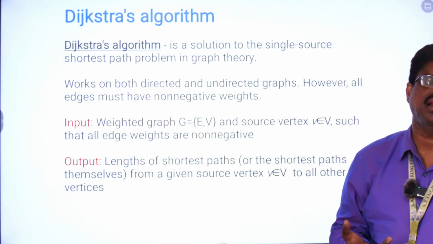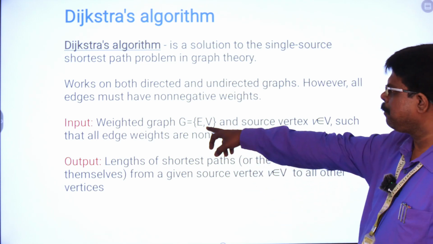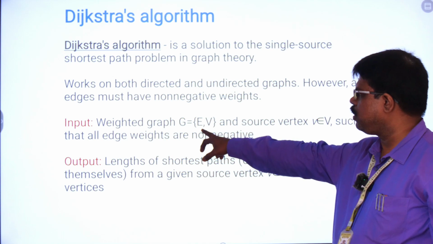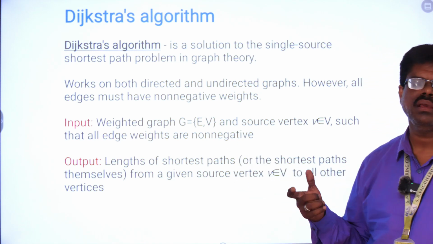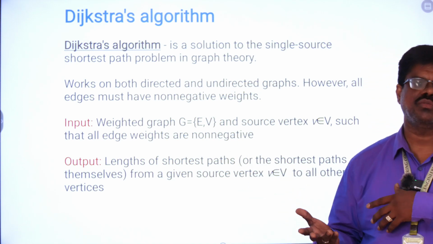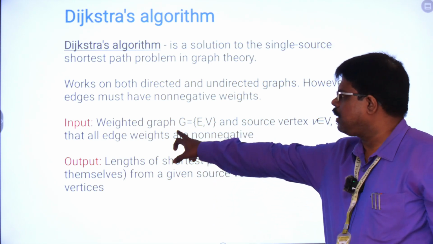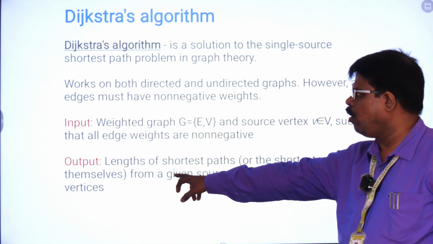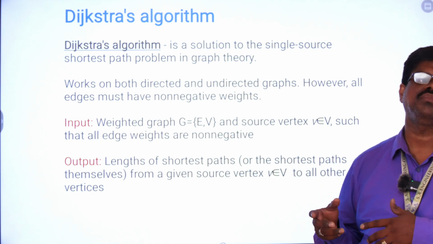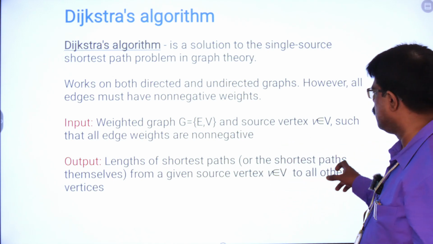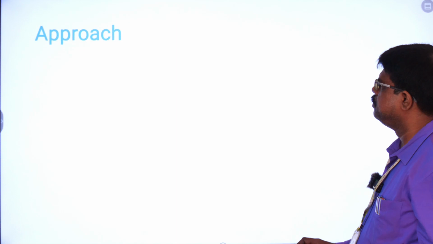Already we discussed directed and undirected graphs in the A-star algorithm in previous sessions. Now we will see the input: weighted graph G equal to (E, V) and source vertex V, where all the edge weights are non-negative. The main condition of Dijkstra's algorithm is that all the edges are non-negative, which means positive values. The output is the length of the shortest path. The ultimate aim of Dijkstra's algorithm is to find the minimum distance, that is, the shortest path.